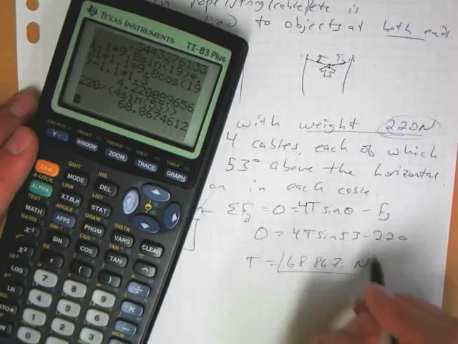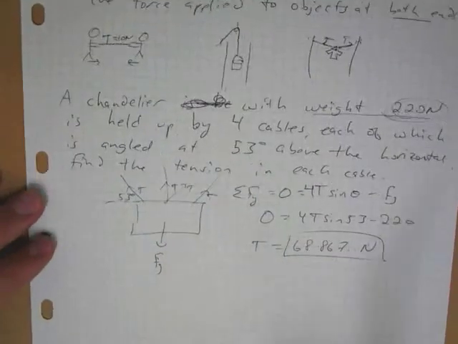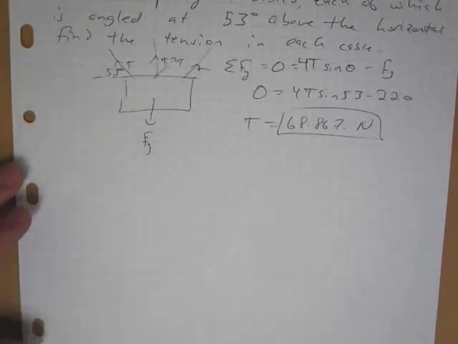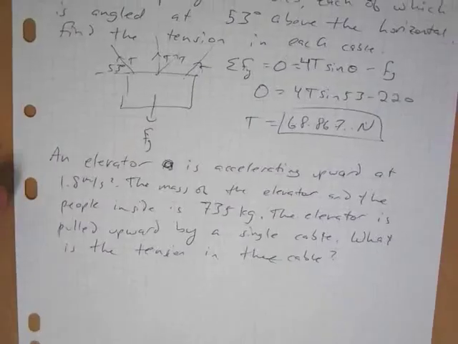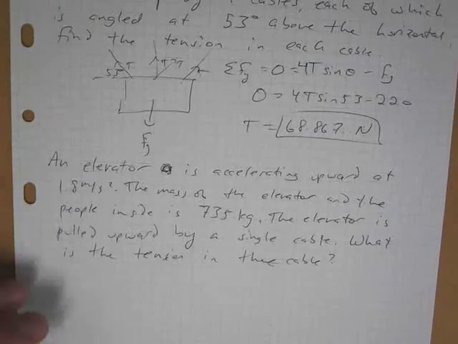It's one example of a kind of problem that might show up because of tension. Let's take another example. An elevator accelerates upward at 1.8 meters per second squared. The mass of the elevator and the people inside is 735 kilograms. The elevator is pulled upward by a single cable. What is the tension in the cable?